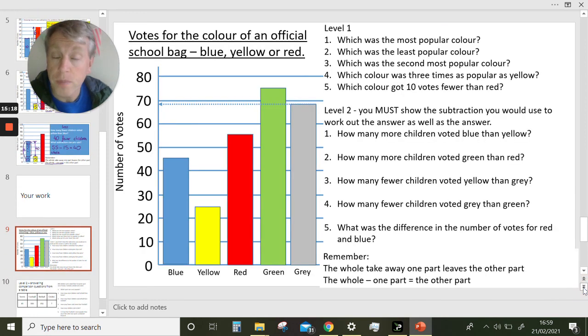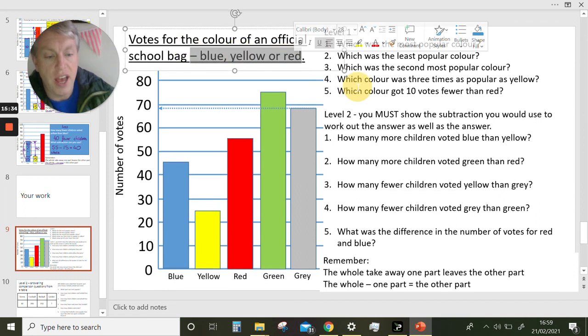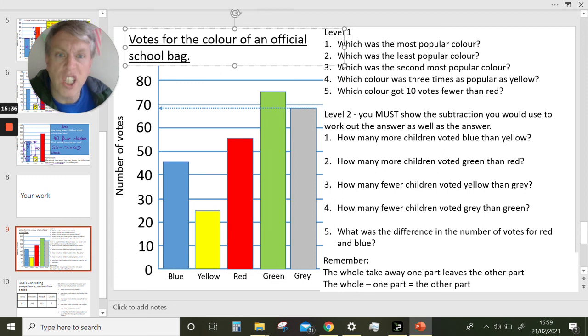I hope that makes sense. For your work, we've got some similar questions where the children were voting for the colour of an official school bag. And actually, it's not only blue, yellow or red. There's blue, yellow, red, grey and green. So I'll just change that now. And we have questions. So level 1 is these kind of questions which need a word answer. But for level 2, please make sure that you are doing a subtraction and showing the subtraction that you would use to compare the two numbers.